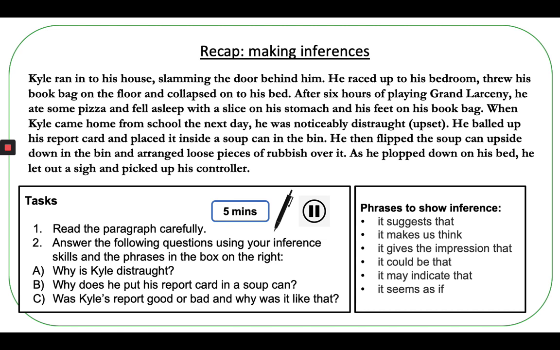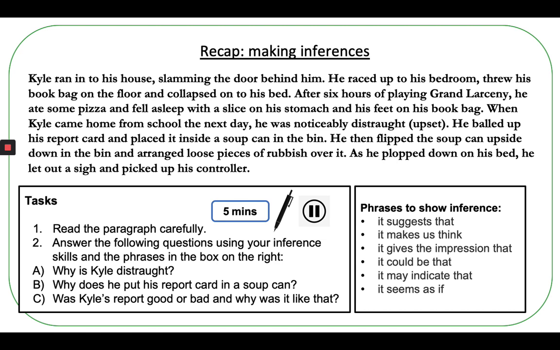Now, before we go any further, we're going to quickly recap making inferences. Inferences are the key to getting yourself 8 marks out of 8. Trying to get yourself to make insightful inferences, which means going beyond the obvious, is the key.